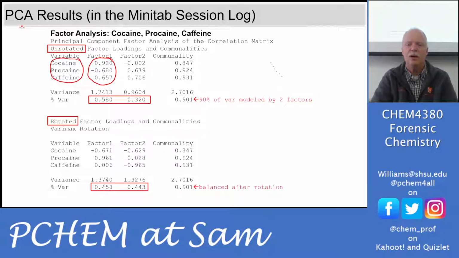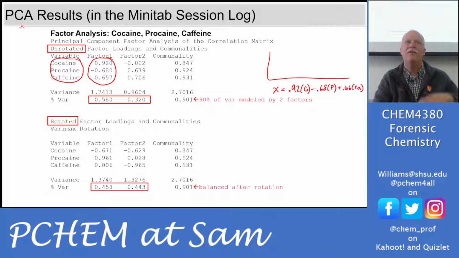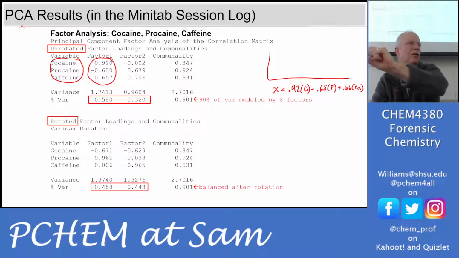So our factor 1, our x-axis, if we were to plot these, would be x equal to 0.92 times cocaine, I'll put an O here for cocaine, minus 0.68 times procaine, plus 0.66 times caffeine, Ca. So you see how now we have an axis, but that axis is a model or a factor of our data. It's a linear relationship of our data.